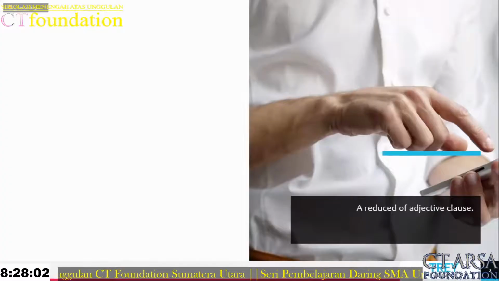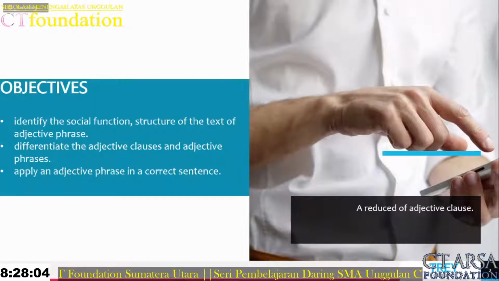But before we start learning further, I'd like to let you know the objectives of our learning today. First, at the end of the lesson you will be able to identify the social function and structure of the text of adjective phrase. Number two, you will be able to differentiate adjective clauses and adjective phrases. What are the differences between them? And number three, the last but not the least, you will be able to apply an adjective phrase in a correct sentence. Okay, let's start.